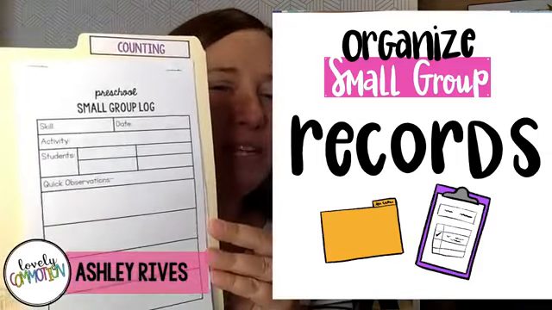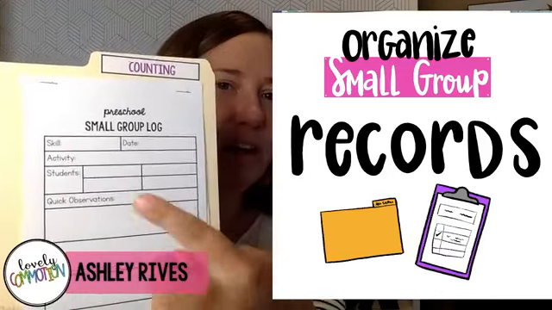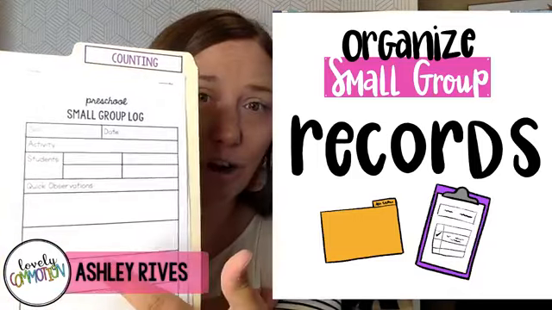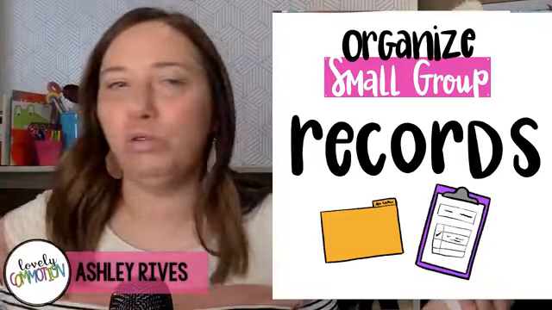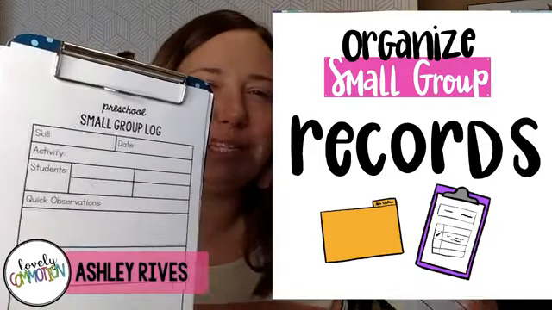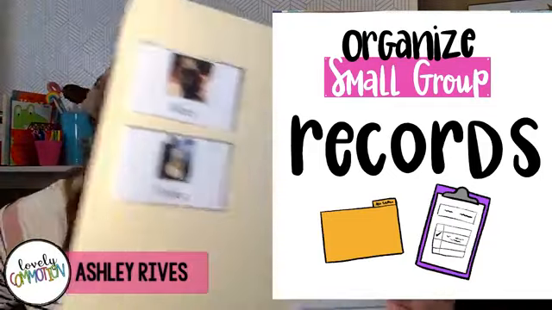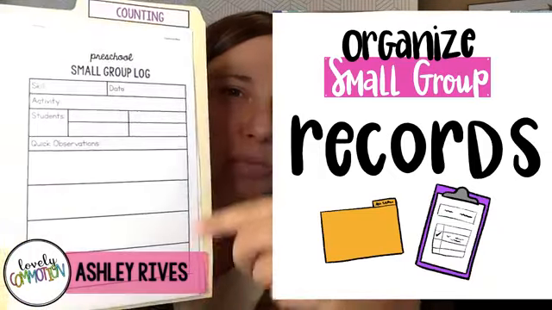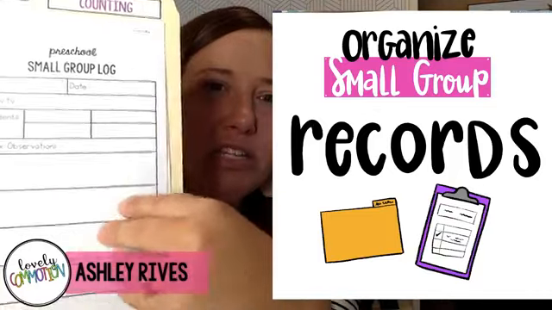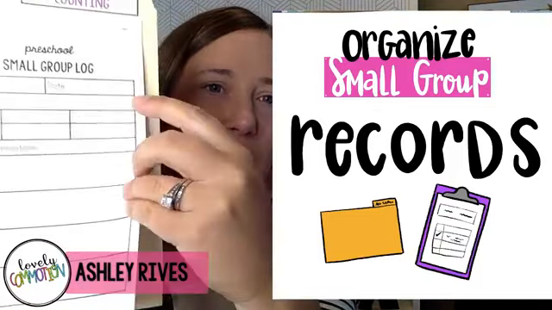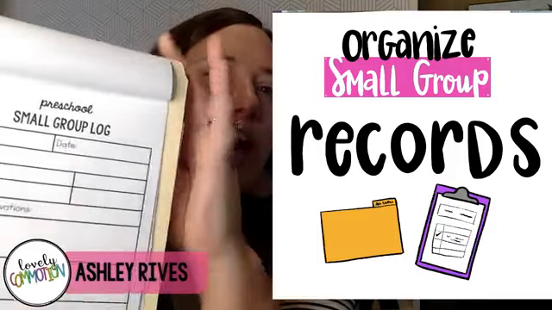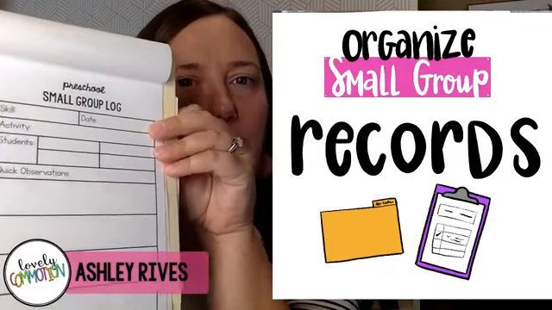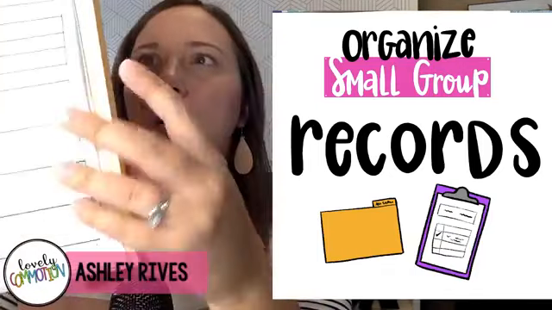But I like to just open this up. I already know that it's my counting group. I can quickly put in, which obviously I don't need to put the skill if I've already put it in here. You would use the skill if you just wanted to do them all at once and didn't want to have the folder system. But anyhow, and then my activity, my students, and then I can just do quick observations right here. And so then I can staple multiples in here, and we can go through, and I can go back and see, oh, how were they last week? I can compare notes based on my students.